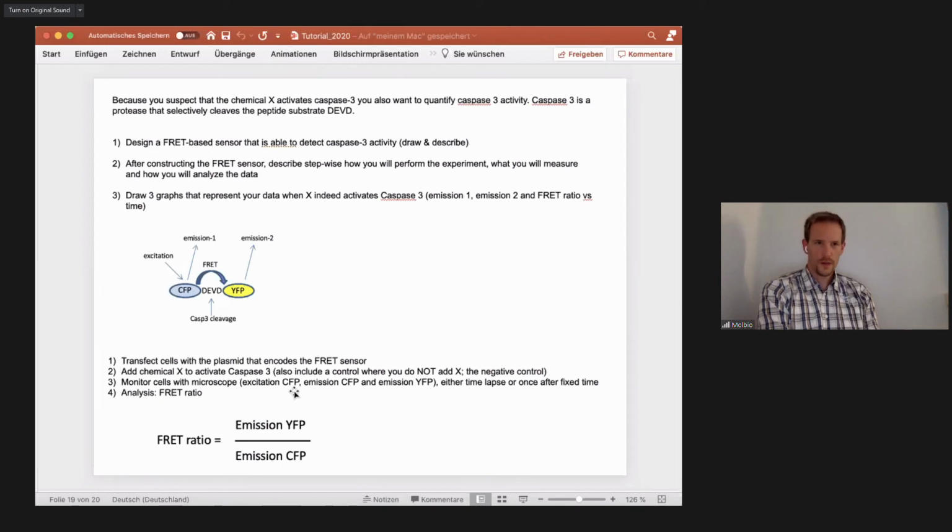So now, to number 3, how would the data look over time? Here you would have to draw a graph. Actually, 3 graphs. One for emission YFP, one for emission CFP, and one for the FRET ratio. Theoretically, you can also do it in 2, or theoretically in 1, but it might be a bit distracting.